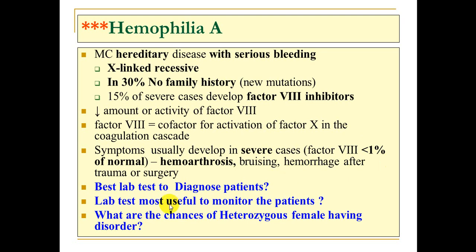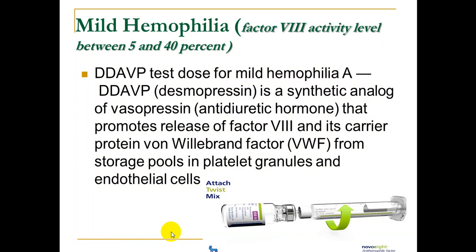So the question here: what is the best lab for diagnosis? Which lab test is most useful to monitor the patient? The best lab diagnosis is factor 8 assay. The lab test to monitor the patients is PTT. It depends on factor 8. And what are the chances of a heterozygous female having the disorder? This question is for you. Mild hemophilia treatment is desmopressin.